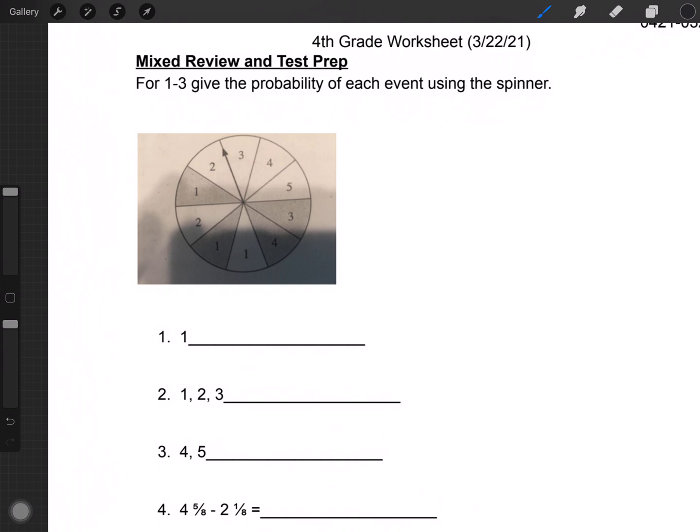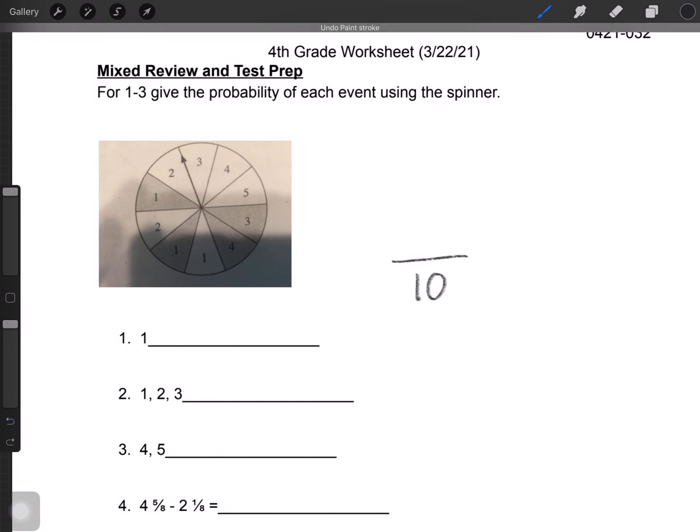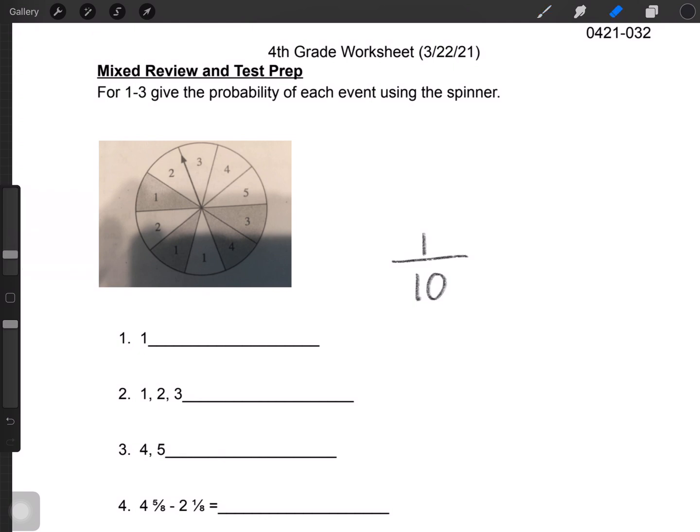Okay. So if we look at the spinner, we can see that it is divided into 1, 2, 3, 4, 5, 6, 7, 8, 9, 10 equal parts. So all of these probabilities are going to be over 10. Now, we're seeing the probability of getting a 1, and if we count, there's 1, 2, 3 spaces that there are 1s. So it is a 1 out of 10 probability that you will get a 1. So this one would be 1 out of 10.